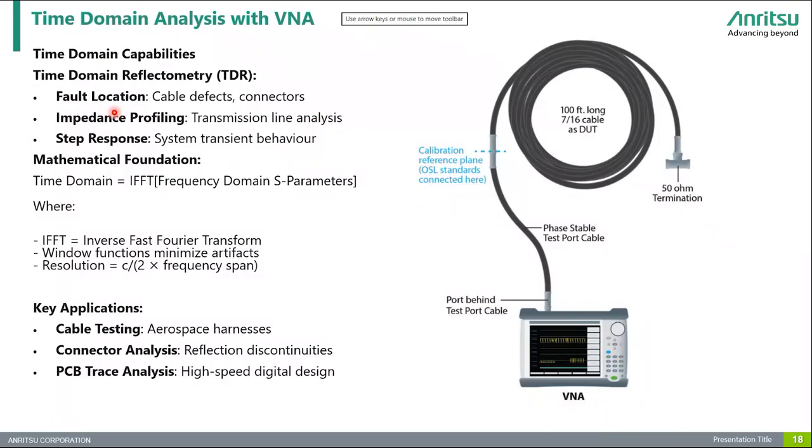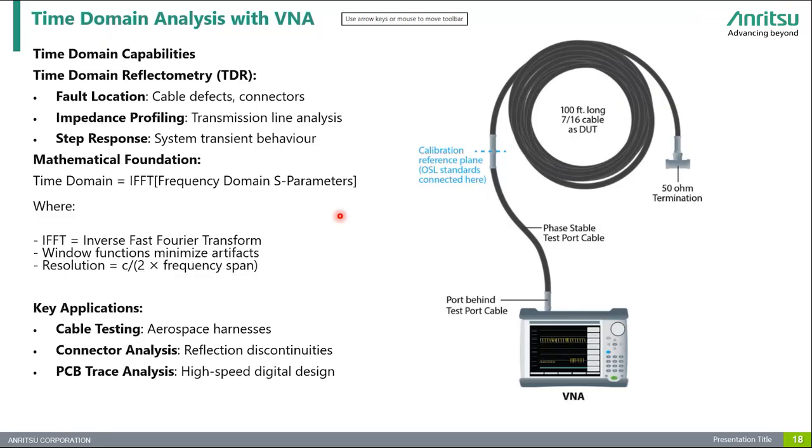We will break down the key applications. Fault location, where the TDR helps pinpoint defects in cables or connectors by identifying where reflection occurs. And impedance profiling, it allows us to visualize how impedance varies along a transmission line, which is critical in high-speed digital and RF designs. And the step response shows how a system reacts to a sudden change in signal, revealing transient behavior.